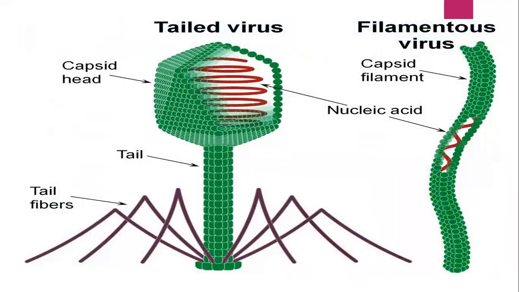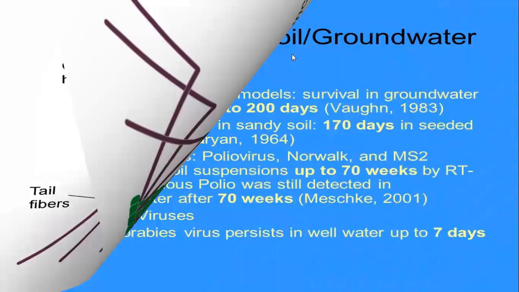This is the structure of different types of viruses. You can see there is a tail and tail fibers, and this is called the capsid head. You can see the different shapes: tailed viruses and filamentous viruses. Filamentous viruses are different in structure, but the main thing is that both have nucleic acid inside, which is the most important structure inside the virus's body.